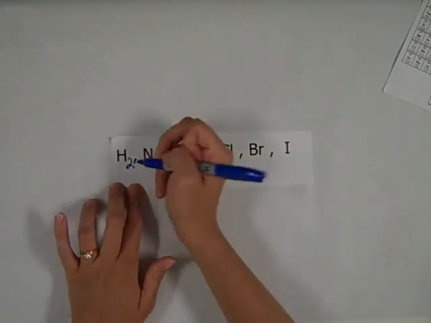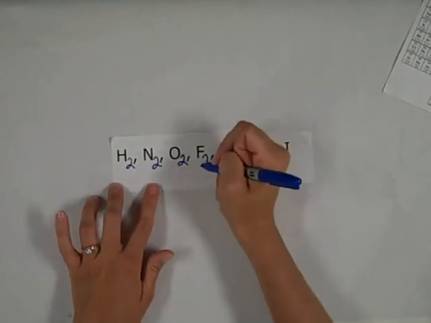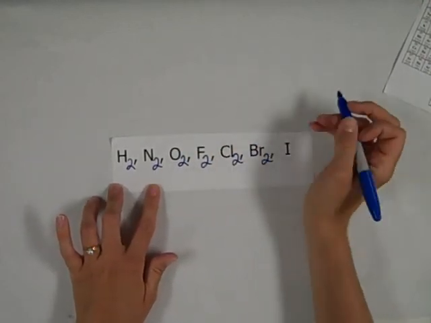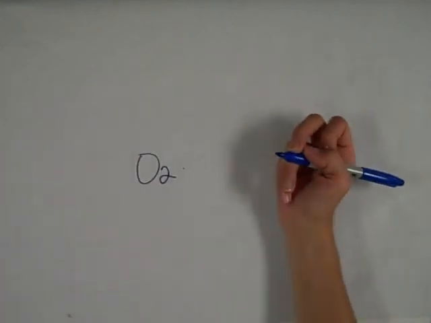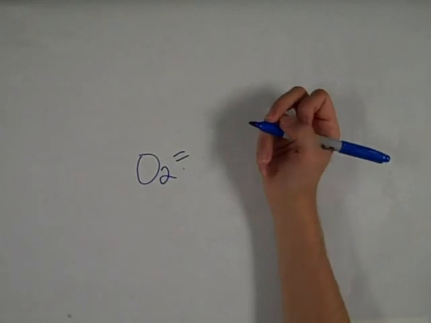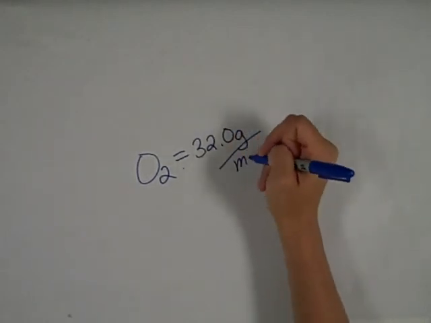So if we were talking about those 7 elements, we would have H2, because it's diatomic, N2, O2, F2, Cl2, Br2, and I2. Those are your 7 diatomic elements. So 1 mole of those elements would be double the mass because they're diatomic. For example, oxygen, which is O2, instead of 16 grams would be equal to 32 grams in a mole.